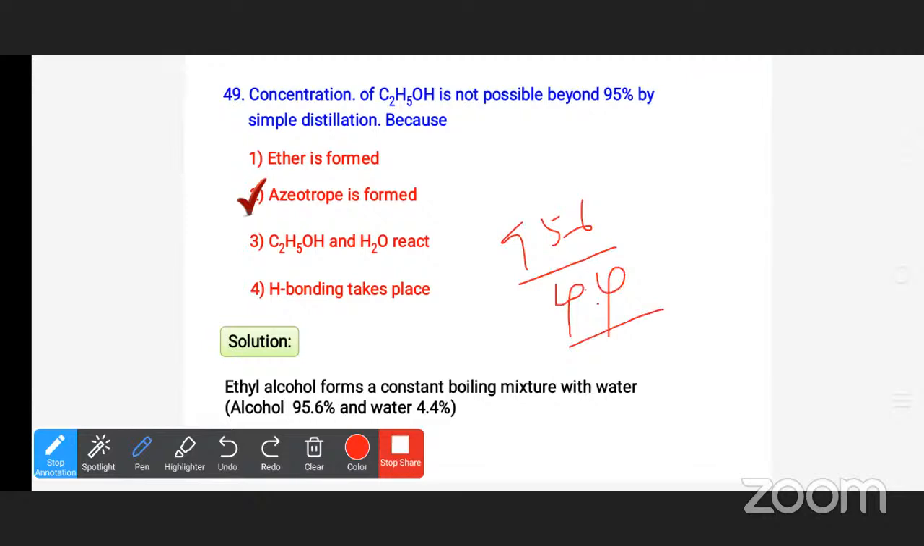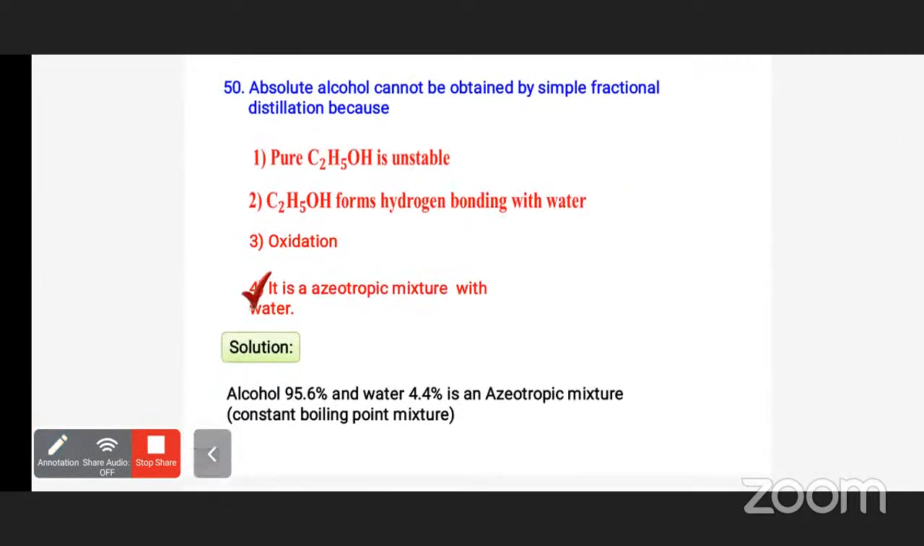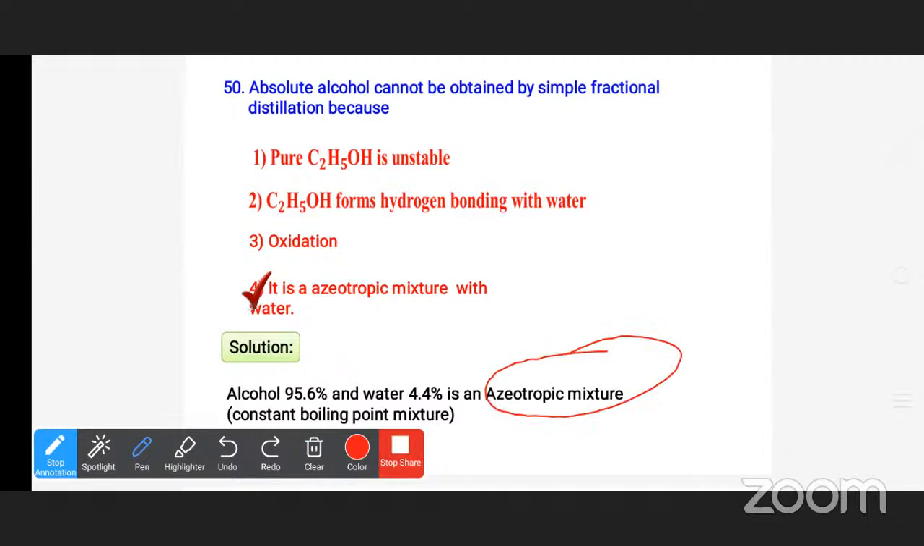That is called as azeotrope is formed. So second option is the right option. Absolute alcohol cannot be obtained by simple fractional distillation because absolute alcohol means 100% ethyl alcohol. In this alcohol 95.6% is ethyl alcohol, and 4.4% water, that is called as azeotropic mixture, constant boiling point mixture. So in the above options, the fourth one is the correct answer.